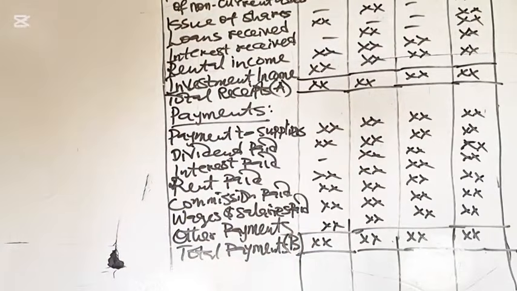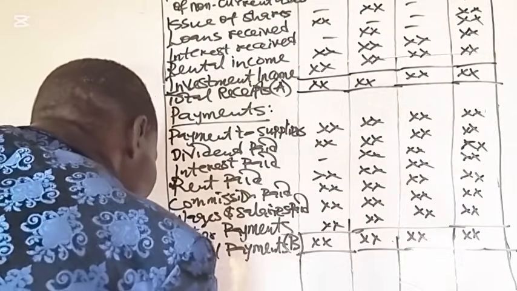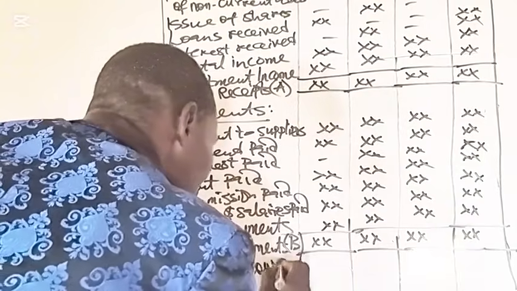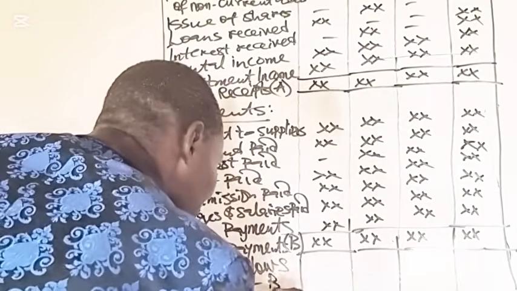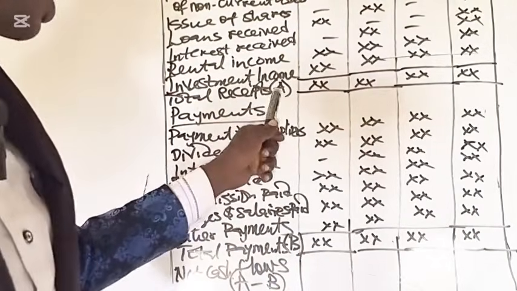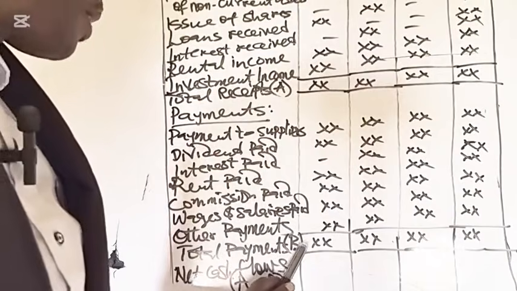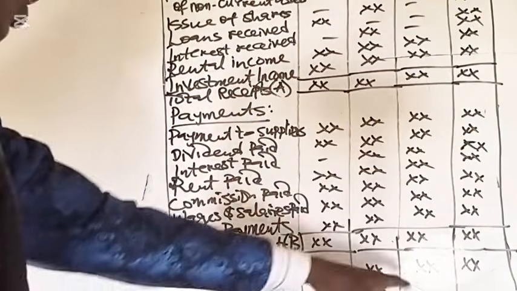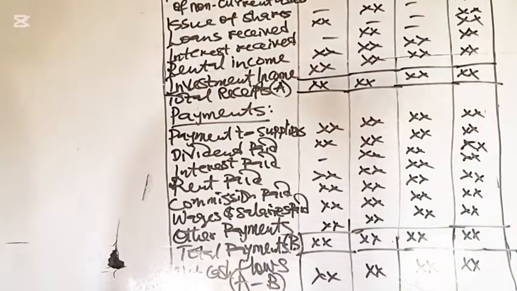After the total payments, the next item is net cash flows. The net cash flows will be A minus B. Remember, your A is your total receipts. Total receipts minus total payments will give us the net cash flows. It could be an inflow or an outflow. That is, it could be positive or negative, depending on the question.